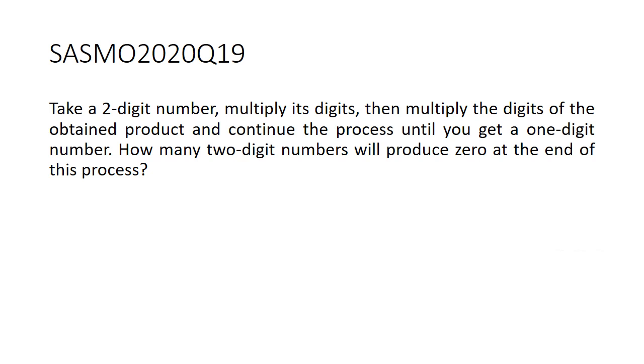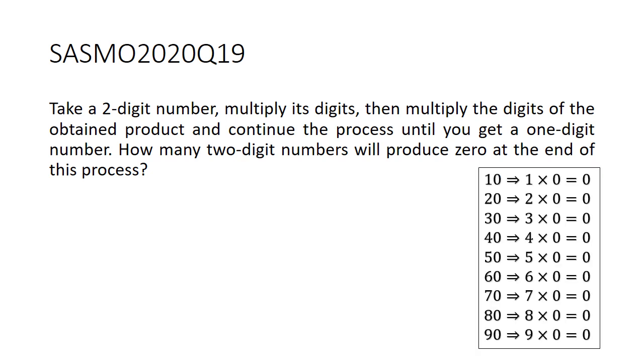So the trick to this question is to work backwards. What 2-digit numbers can produce 0? So the only way two numbers can produce 0 is if one of the numbers is 0. And since it's a 2-digit number, the second digit has to be 0. And altogether, there are 9 such numbers, 10, 20, 30, all the way up to 90. You can see that, for example, 70, you'll do 7 times 0, which gives you 0. So already we have 9 such numbers.